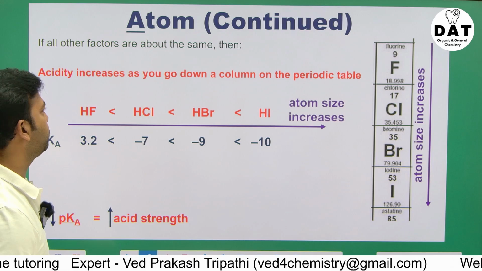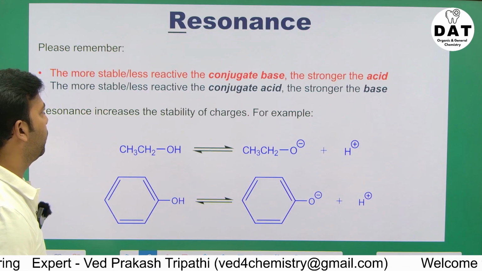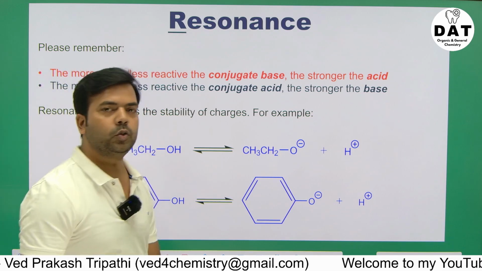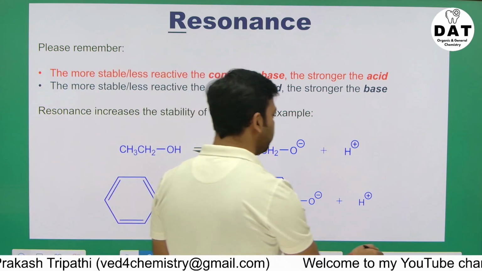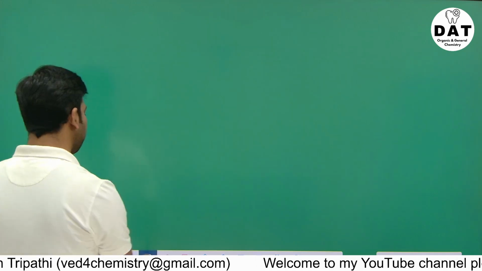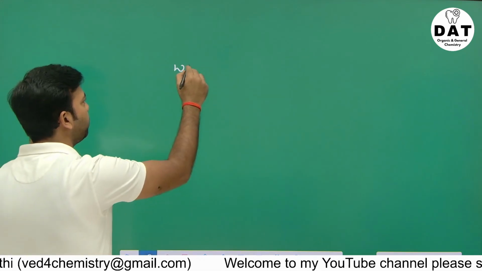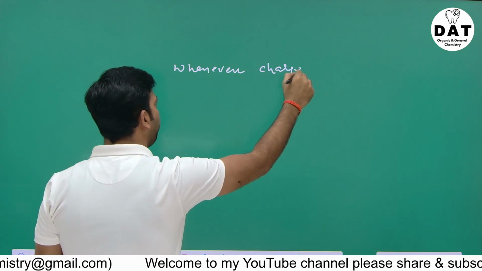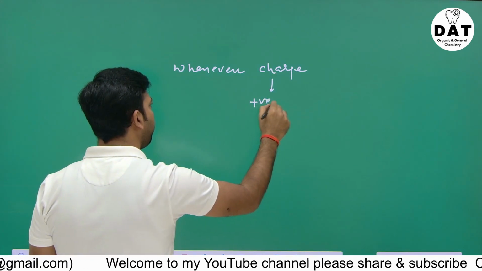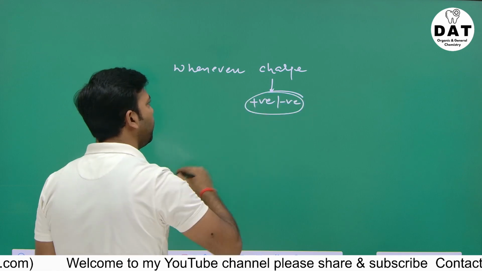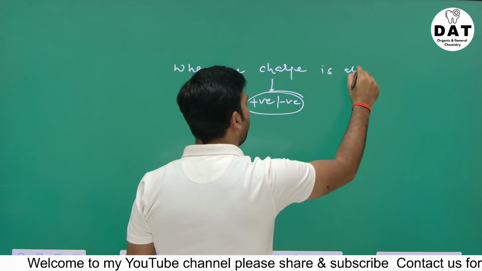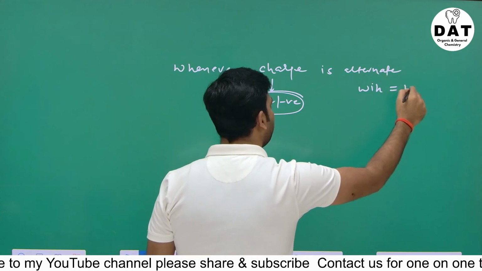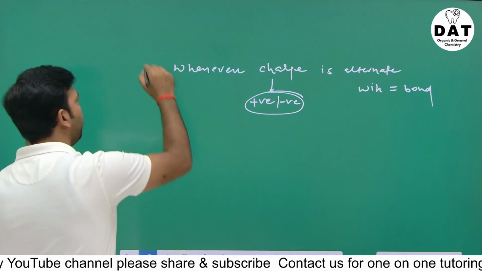Now the next, the resonance one. First of all, you should know what is resonance. I am going to teach you here the negative charge resonance case. Whenever any charge, positive or negative, is alternate with a double bond, this is the condition of resonance.